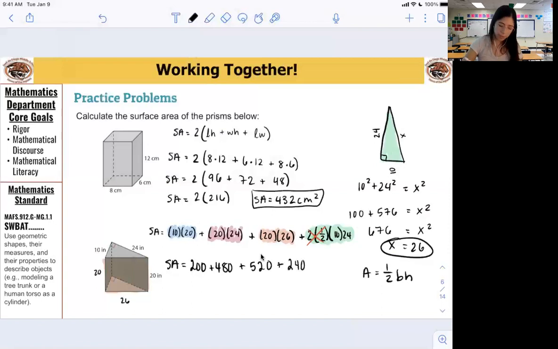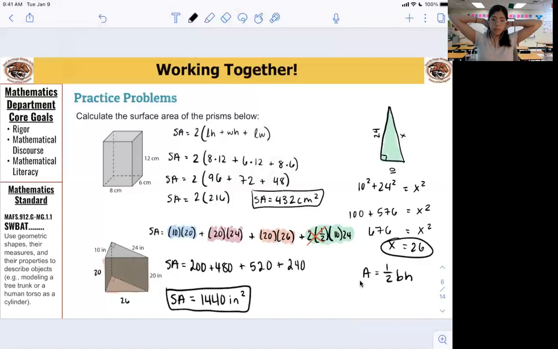All right. And now we add everything up. What do we get? 1,440 inches squared.